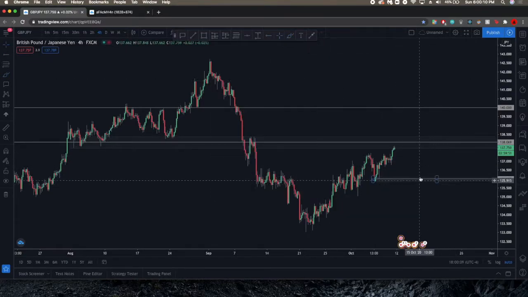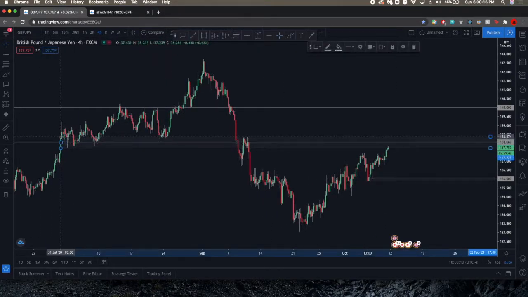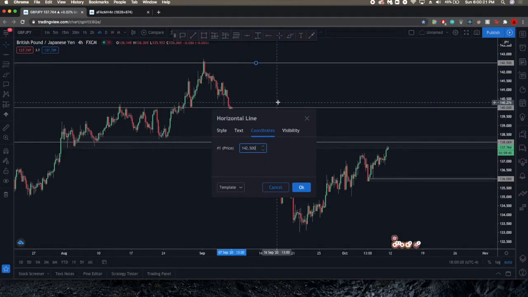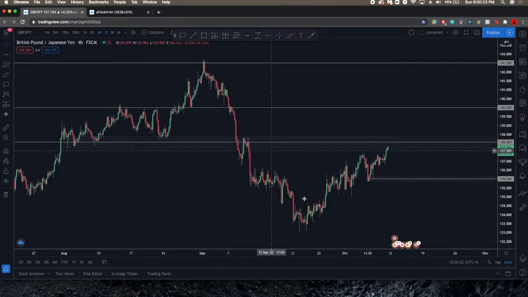136.0. All right, so that level right there. But you see how this is a very large block of orders level. There's also 142.0, which is 142.5, which is also a supply level. But essentially, that's what we're looking for in GJ.